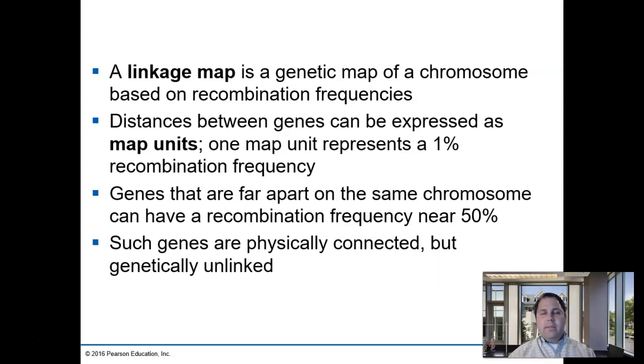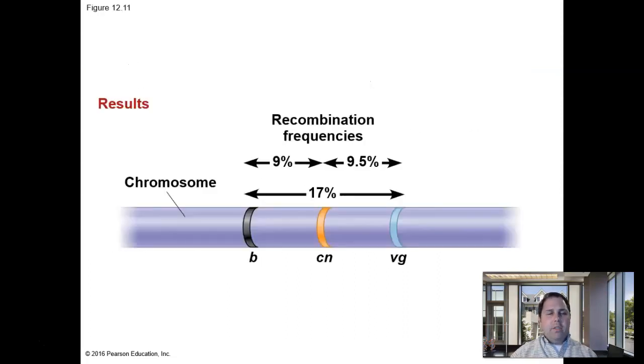And by doing a series of experiments, mating this with that and figuring out all the recombination rates, they were able to do pretty good mapping of a chromosome. So if you look at that black and vestigial wing that we looked at before, you know that they're 17% apart from each other, 17 map units apart. If you then compared black to the CN gene, you know that's 9%. VG and CN is 9.5%.